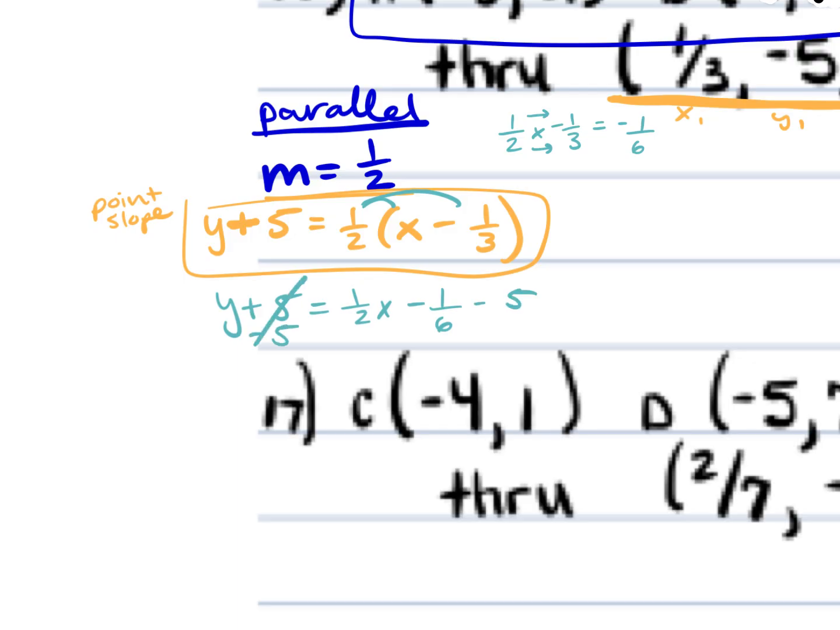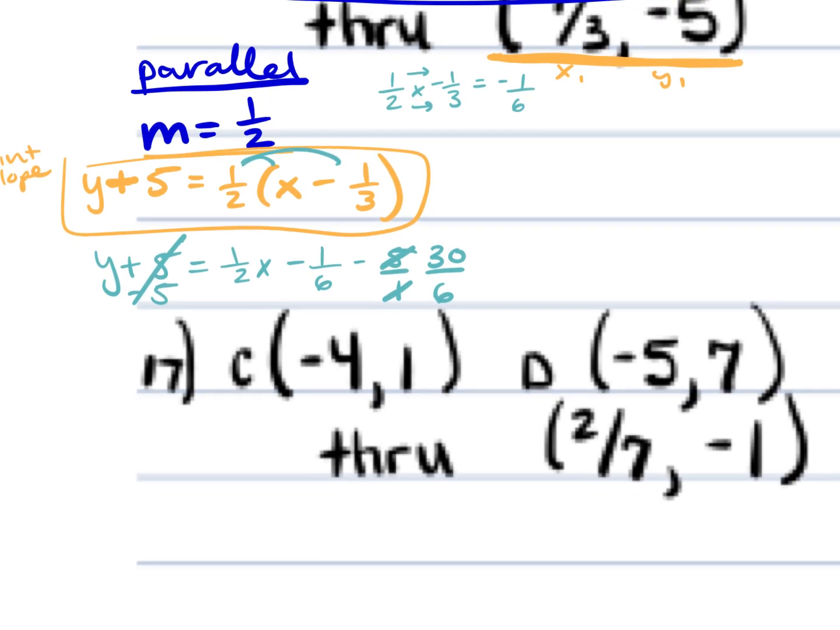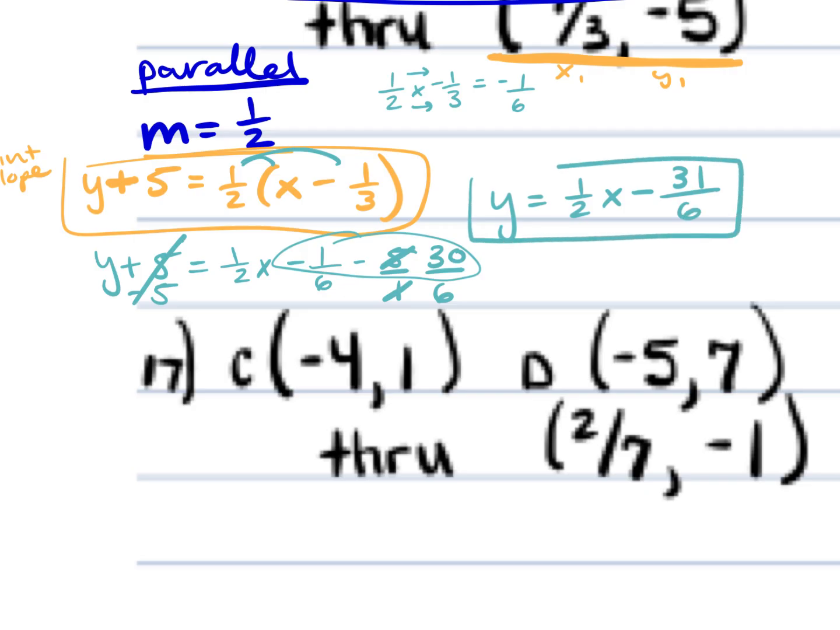What do we need when we are adding or subtracting with fractions? Common denominator. So I'm going to make this 5 over 1. We can multiply the top and the bottom by 6. That gives us 30 over 6. So when we subtract our numerators here, we get y equals 1/2 x minus 31 over 6. So this would be our answer in slope-intercept form.